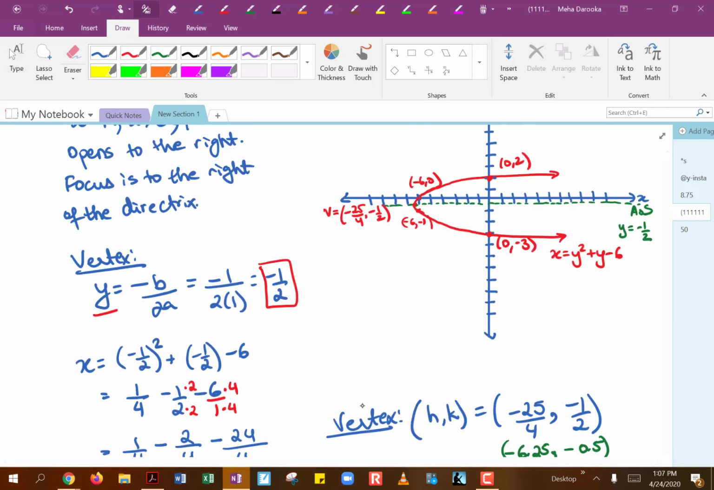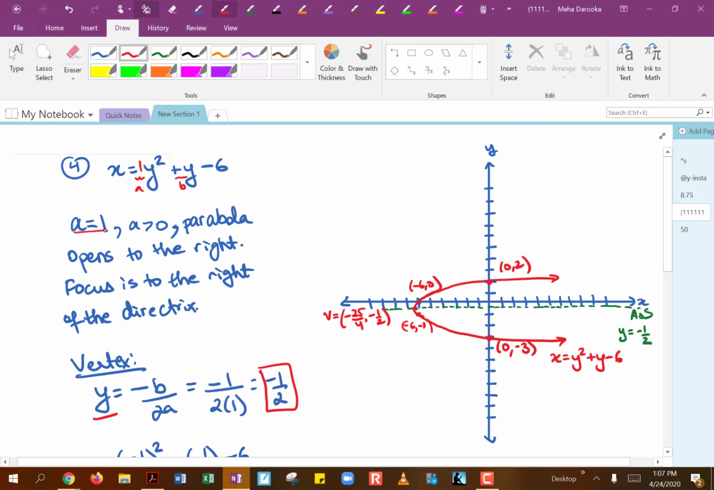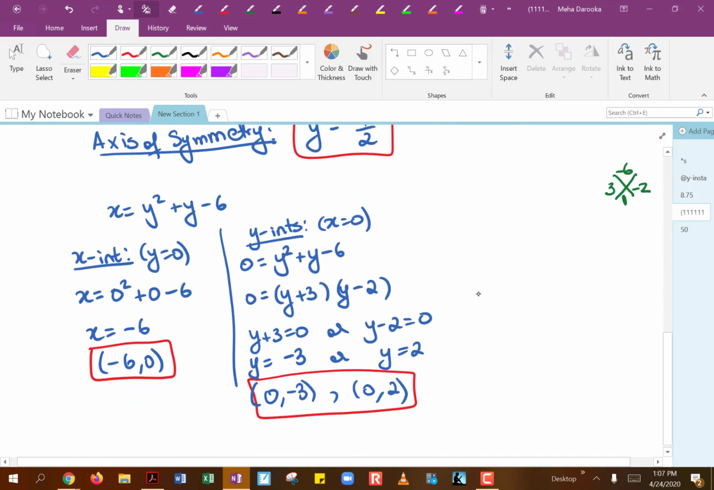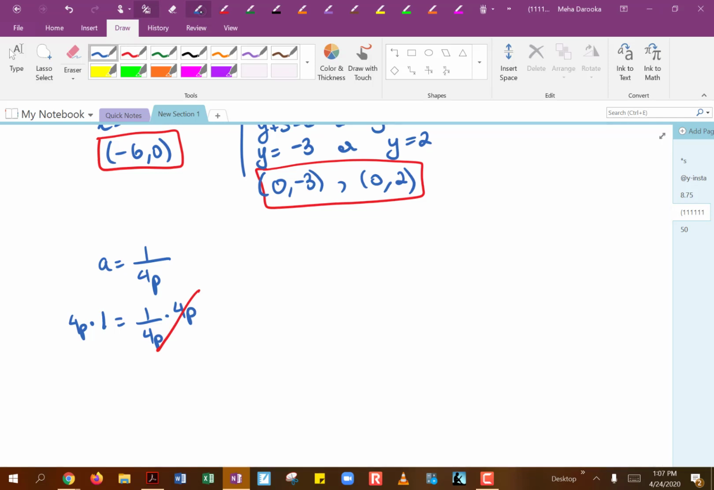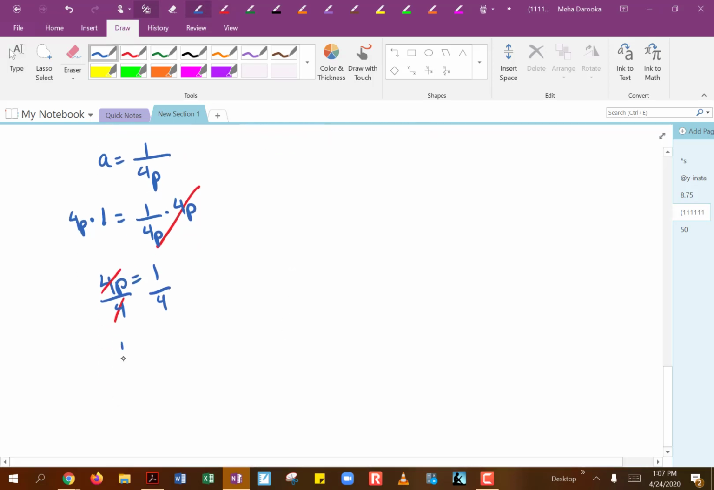Okay, so we already have our a value. Our a value equals 1. So based on that, we can calculate what p will be. So let's say a equals 1 divided by 4p. If a is 1, multiply both sides by 4p. So these guys cancel out. We are left with 4p equals 1. Divide by 4 to get p by itself, and we get p equals 1/4.